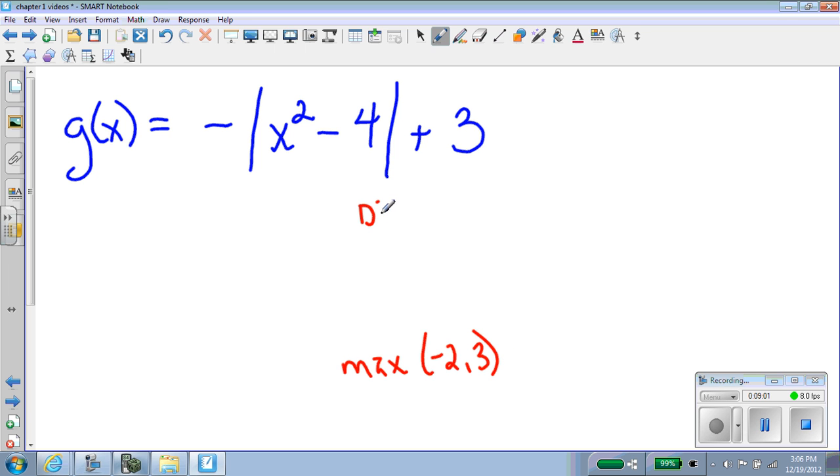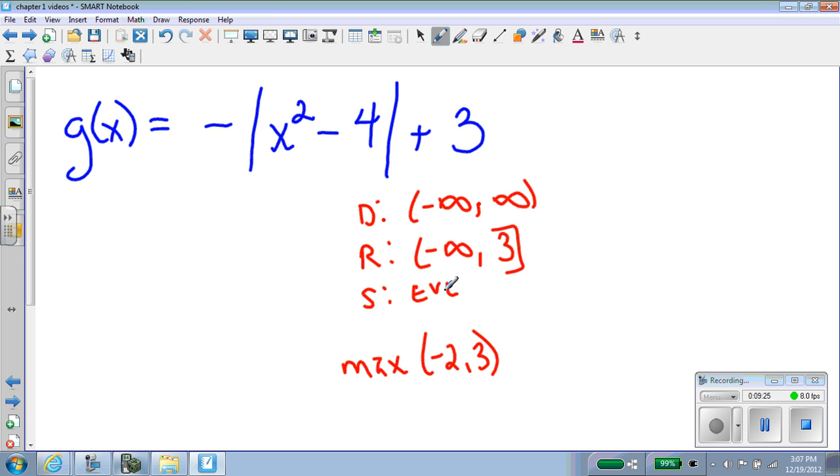My domain was from negative infinity to infinity. My range, well, if I have a maximum at negative 2, 3, my range, since it was going from the low values only up as far as 3, would be from negative infinity to 3. My symmetry is, again, an even symmetry. I did not look for zeros yet. I have a maximum at 2, 3.